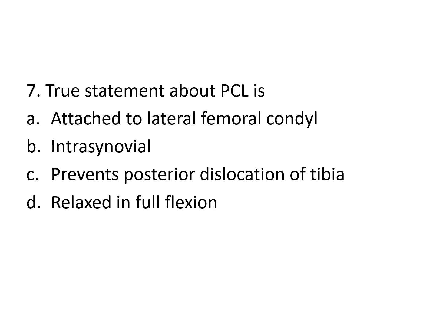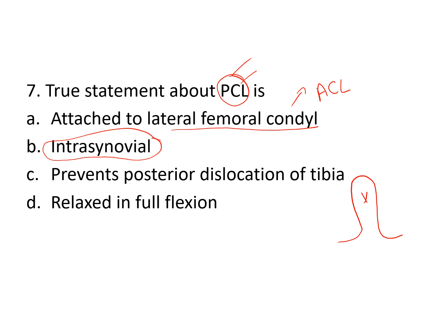The true statement about the posterior cruciate ligament. So when you say posterior cruciate ligament, let us solve this. It is attached to lateral femoral condyle. We know that to the lateral femoral condyle, anterior cruciate ligament is attached, not the posterior cruciate ligament. Is it intrasynovial? We already discussed that the cruciate ligaments are extrasynovial. They are not intrasynovial. It prevents the posterior dislocation of tibia. Yes, because posterior cruciate ligament is attached to posterior aspect of the tibia. That is why during flexion, it prevents the posterior dislocation of tibia.